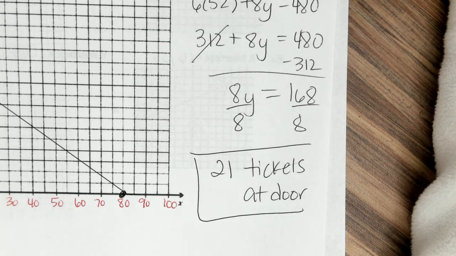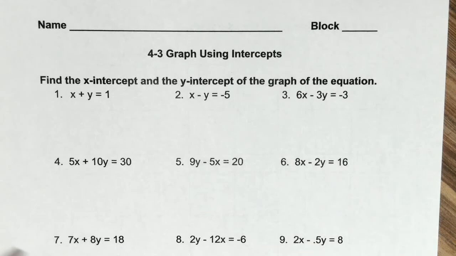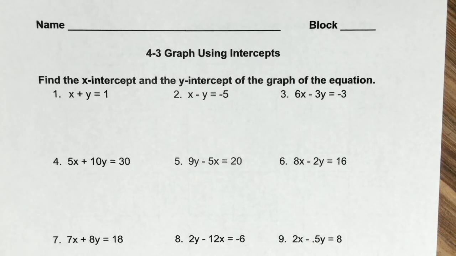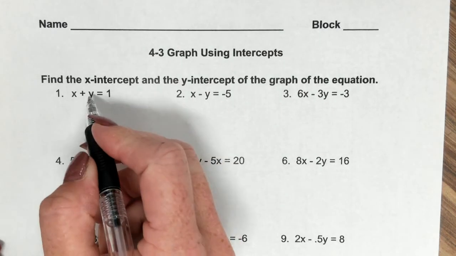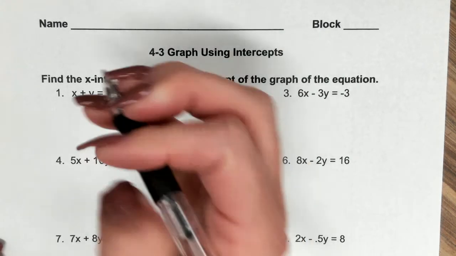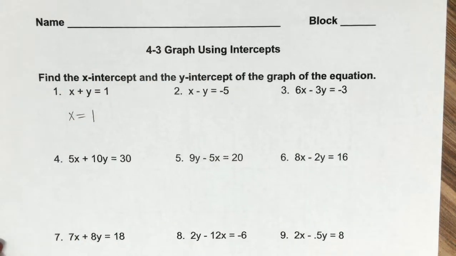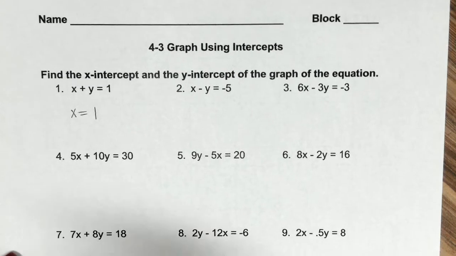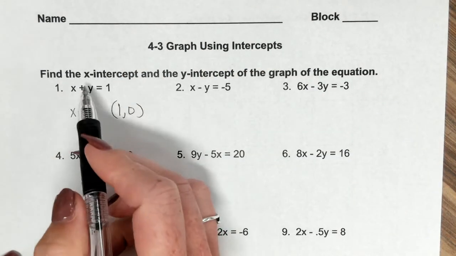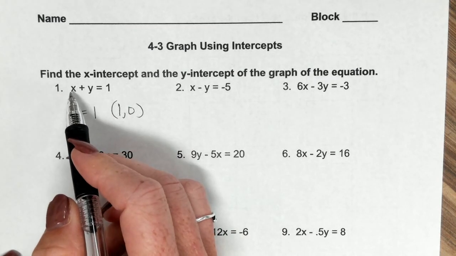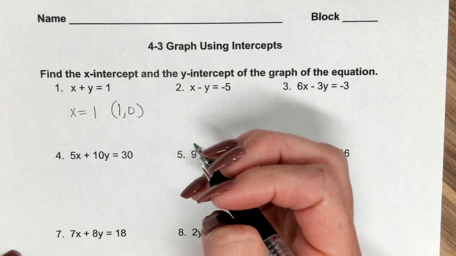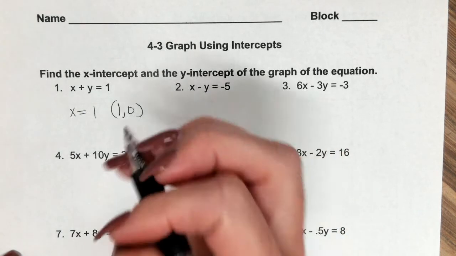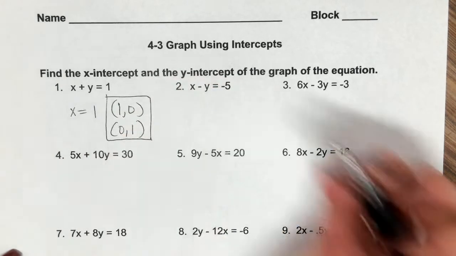All right, I'm going to pass out. All right, let's look at the assignment. On 1 through 9, it wants the X-intercept and Y-intercept. So your answer should just give me the two coordinates. Let's do number 1 together. For the X-intercept, I plug in 0 for Y. So X equals 1. Yes? So what's my coordinate going to be? (1, 0). For the Y-intercept, I plug in 0 for X? Yes? So what does Y equal? (0, 1). That is your answer.